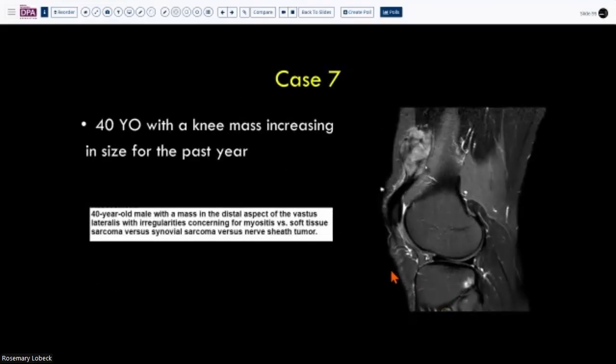So this case, I want to quickly go through this. We have a couple of minutes here. 40-year-old patient with a knee mass increasing in size for the past year. So here you can see the mass. And then the surgeons are like, oh, we don't know what this is. It could be benign, malignant, whatever, right? And then you can see here there is a patella, and then this is actually the patellar tendon. And the lesion is sitting right bang in the middle of the patellar tendon.